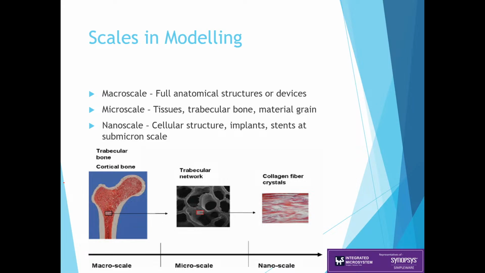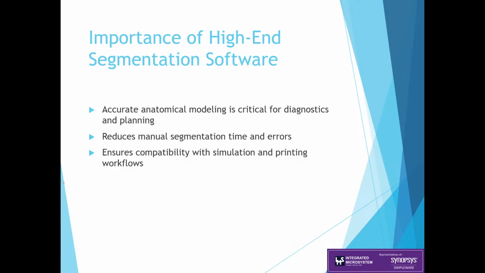But considering the macro scale, we can have the full anatomical structure or device. Any STL or CAD file that we have, we can bring into Simpleware. We can perform segmentation or any other operation. For example, in an STL file, if we are required to generate an internal lattice structure to reduce the weight, that can be carried out. Tissue-based modeling or material grain-based modeling can also be carried out at a micro level. So these are the different scales over which we can scale out how the modeling looks.